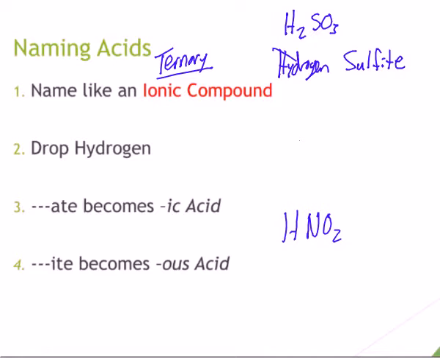Now we're going to get rid of hydrogen, so I'm going to cross that out. Now we're looking for the ending, ate or ite. Which one do we have here? Ite. So ite becomes ous. Now how this is going to be, it's not sulfous acid. It's sulfurous acid. Okay? Sulfurous acid.